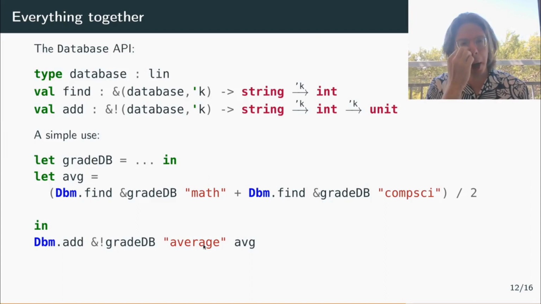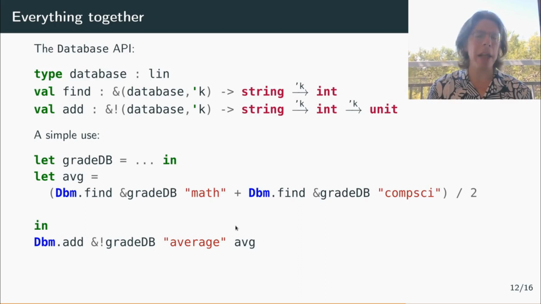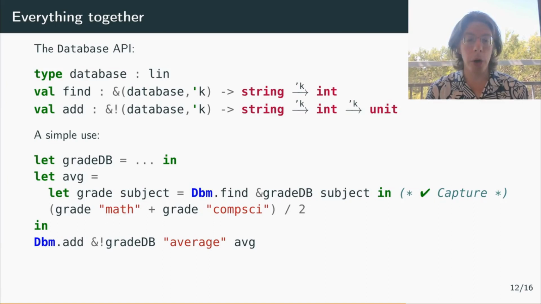Here is a simple use of this API, as I said, which was presented before. We have two concurrent lookups in the grade DB, of two grades, math and comp C, and then we compute the average. We can factorize the lookup aspect a little by creating a grade function that captures the database and looks up the topic or the subject of the grade.